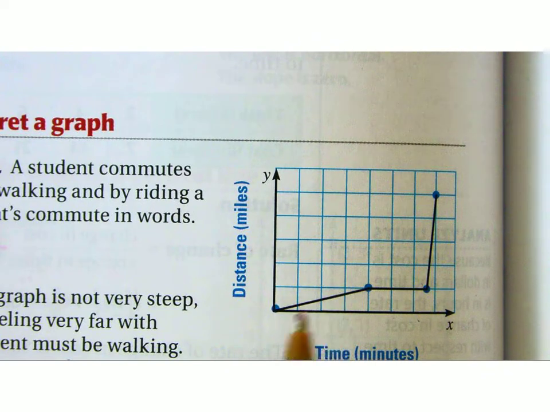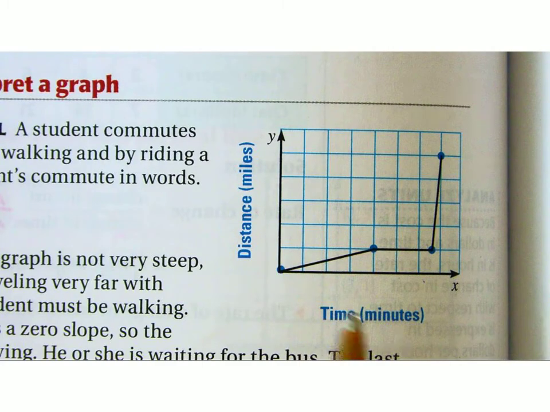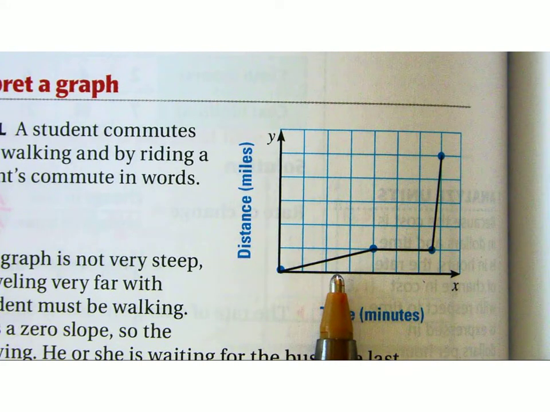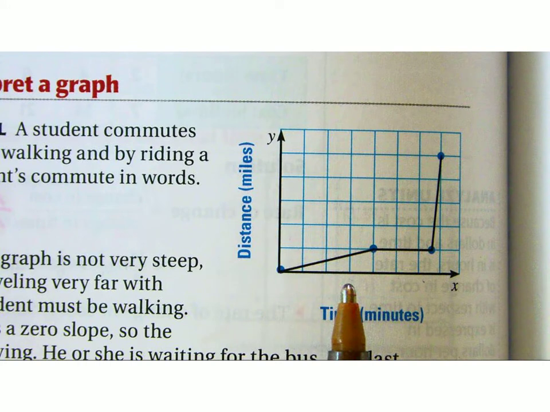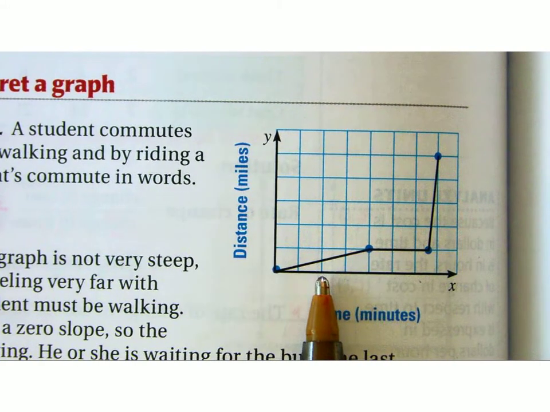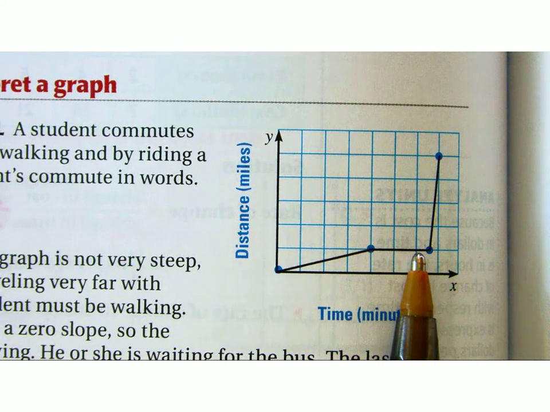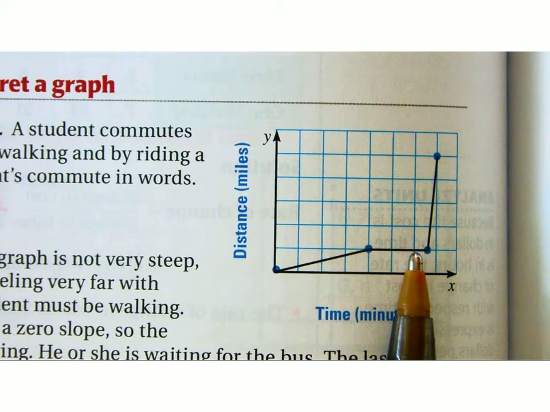So if this is time, what's happening right here? What do you think, Ash? The student's walking. Where? To the bus stop. Yes. They're not walking to school right here, are they? They're walking to the bus stop. Okay? What's happening here? They're waiting for the bus. And what happens here? They get on the bus.